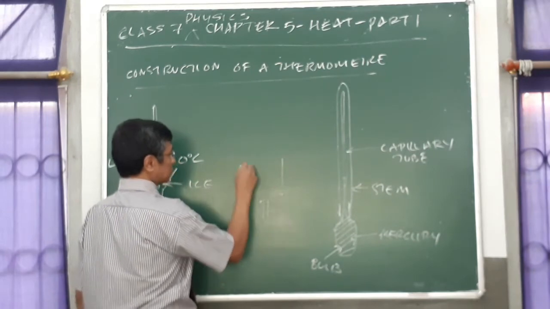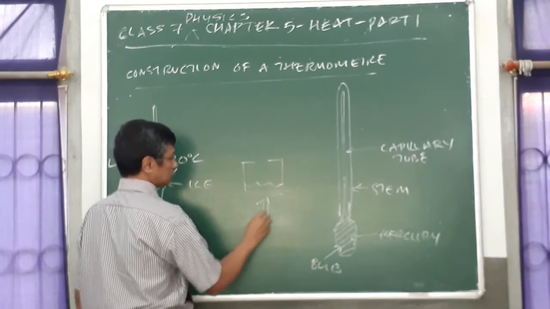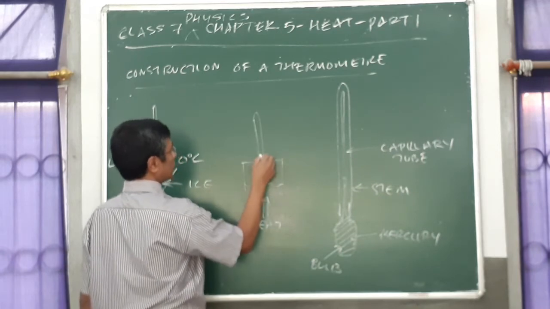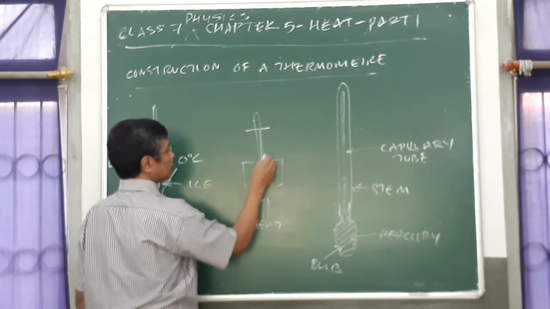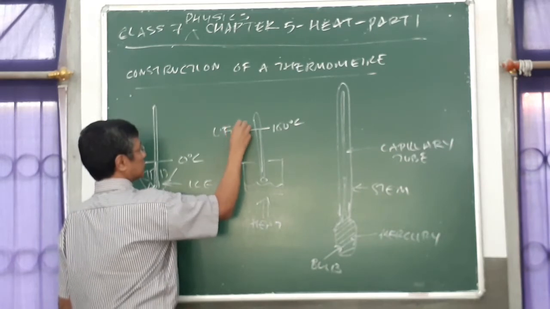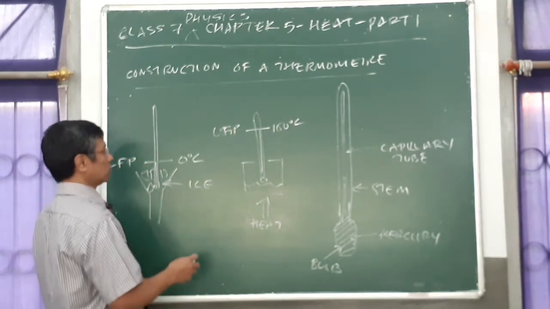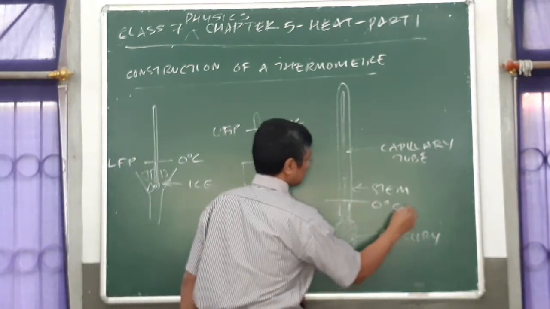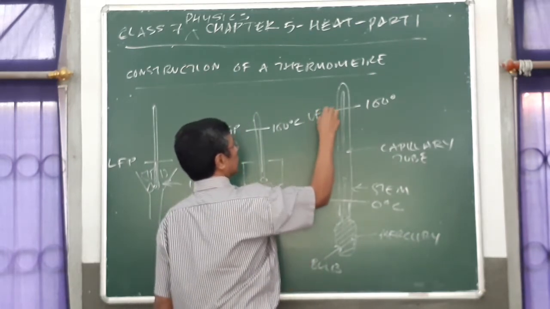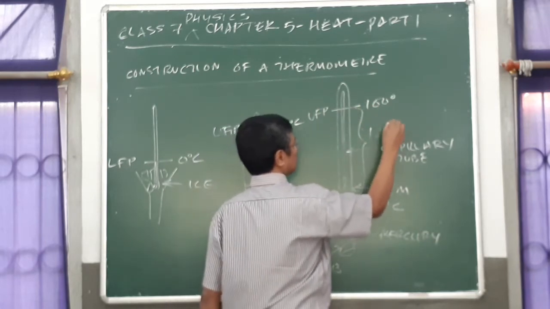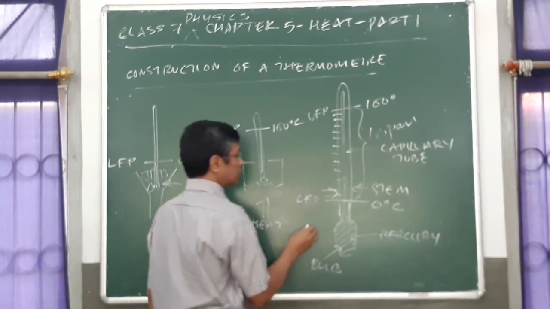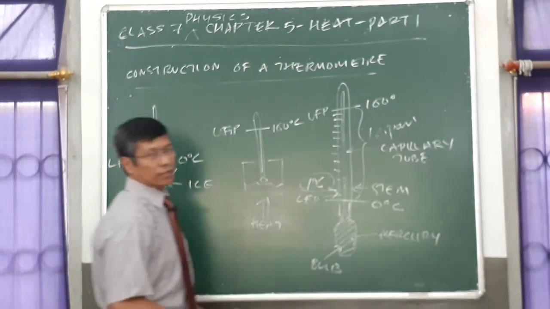Thereafter, we take a vessel in which there is water and we boil it, we provide heat, and in this we stick the thermometer in and expose it to the steam. The temperature will rise up to a certain level, and that we mark as 100 degrees centigrade, which is called the upper fixed point, and the upper fixed point is the boiling point of water. After we mark the 0 and 100 degree centigrade, the lower fixed point and the upper fixed point, we divide this interval into 100 parts, and the difference between one part is marked as 1 degree centigrade.